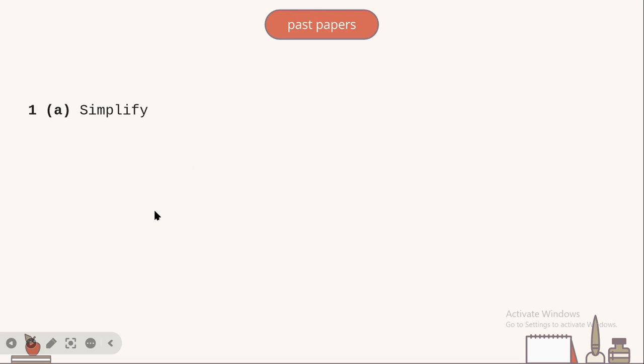So the first question, which is about simplifying, says that we simplify this expression here. We have 13a to the power 3 over 28a to the power 2b to the power 2 divided by 65a to the power 4b over 56a to the power 2b to the power 4. So now, how do we answer this question as given in an exam paper?